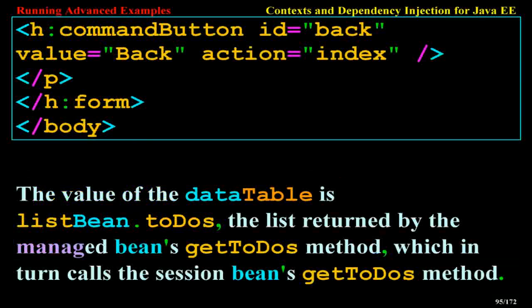The value of the data table is listBean.toDos, the list returned by the managed bean's getToDos method, which in turn calls the session bean's getToDos method.